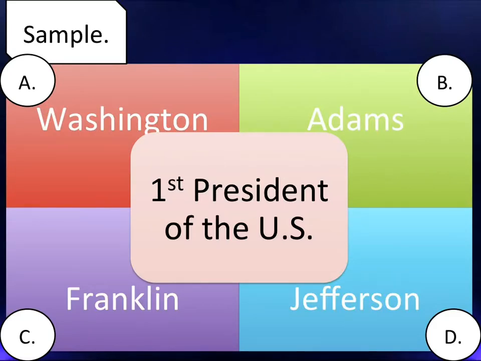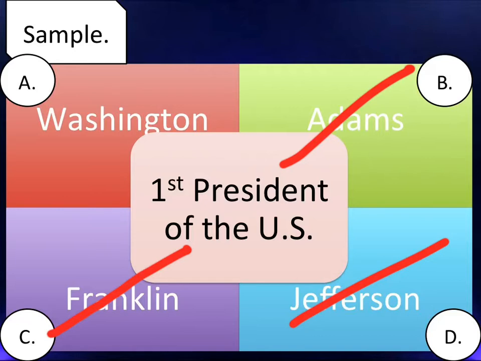So what you'll be seeing looks like this. What I do is I slowly remove things. I tell you it's not Adams. I tell you it's not the guy who's not even ever president. I tell you it's not Jefferson, and there you go. Simple, straightforward. Let's get to the actual questions.